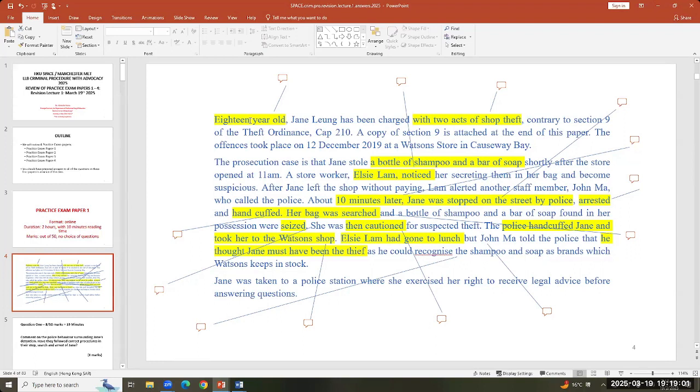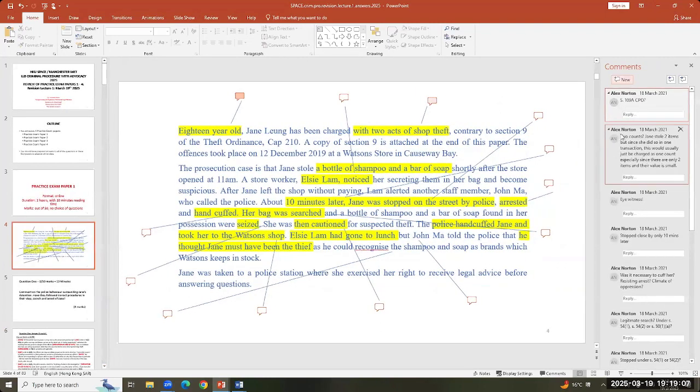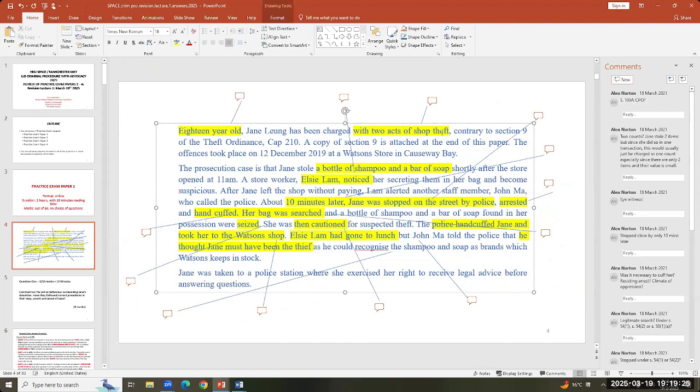I've highlighted the fact that she's 18 years old. And in the comment section, I've tried to give you an indication of why that fact is relevant. So for example, the fact that she's 18 years old triggers in my mind to think about Section 109A and the provisions that apply to sentencing young offenders. Okay. Next thing that I think is relevant is she's charged with 2 acts of shop theft.